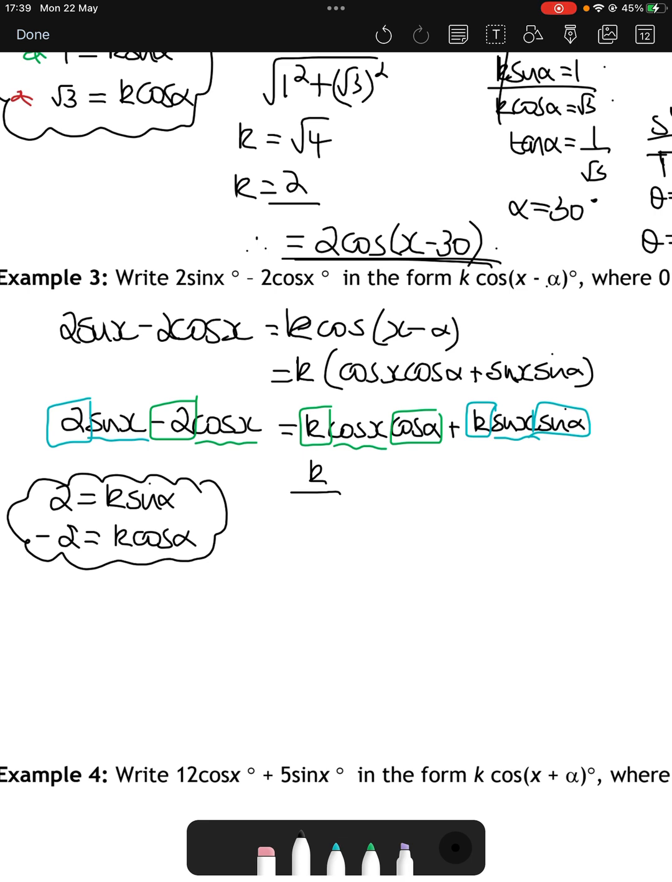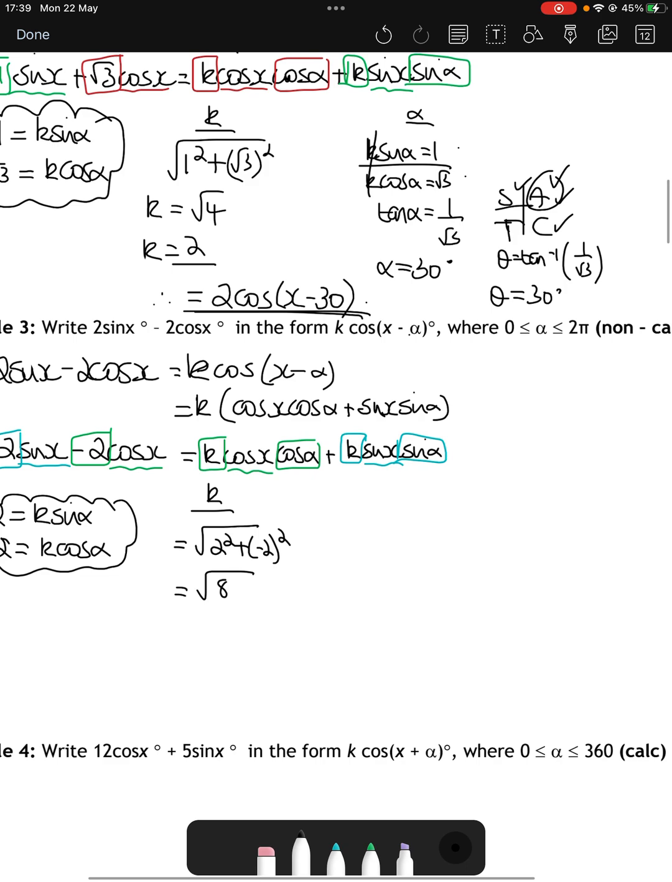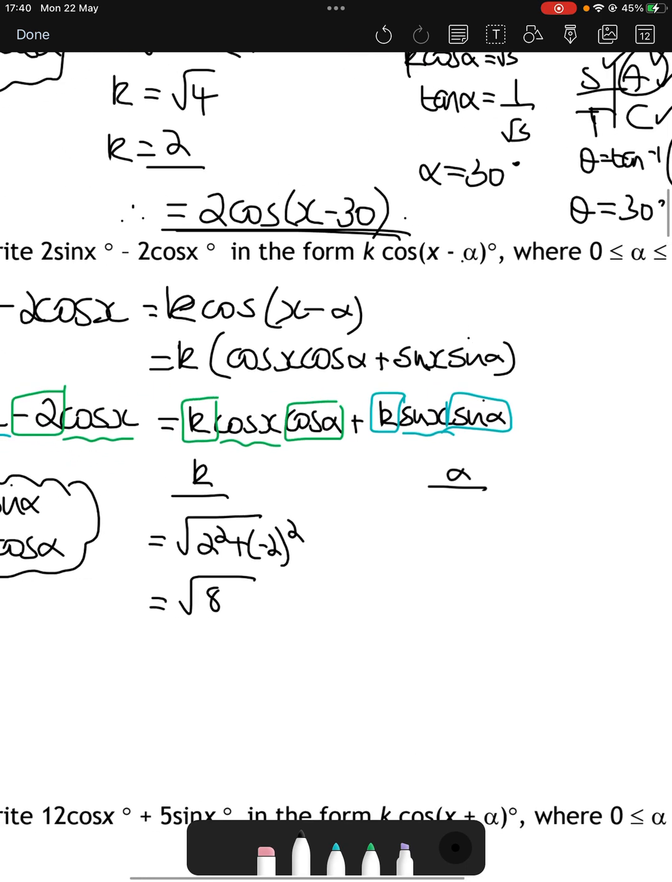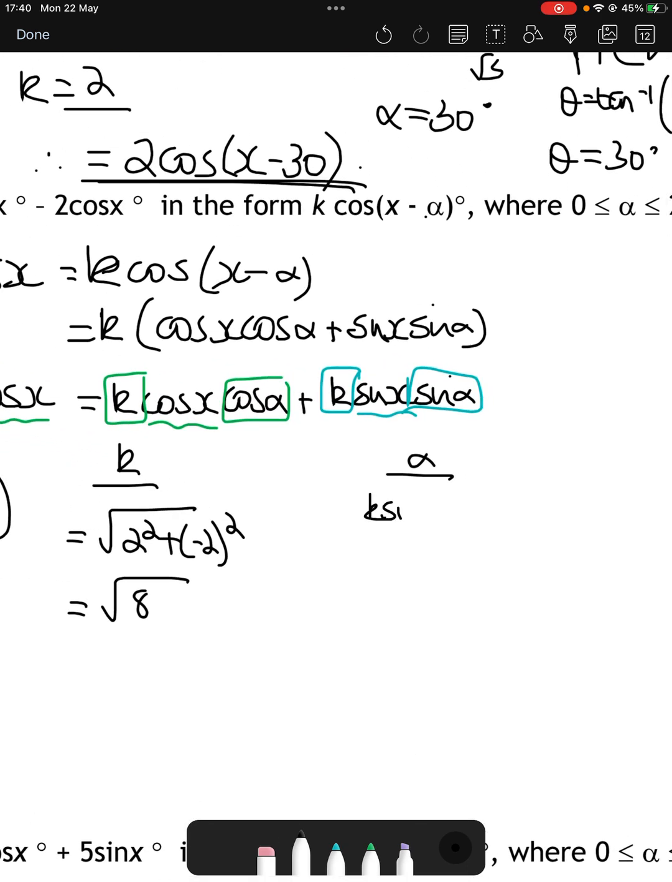Right, so to get k, square root of 2 squared plus negative 2 squared. 4 plus 4, which is 8. So root 8, you can obviously change that into 2 root 2 if you wanted to, but we'll just leave it as root 8. Alpha. So what do we have? So k sine alpha is 2. k cos alpha is negative 2. They cancel out. Tan alpha is negative 1.